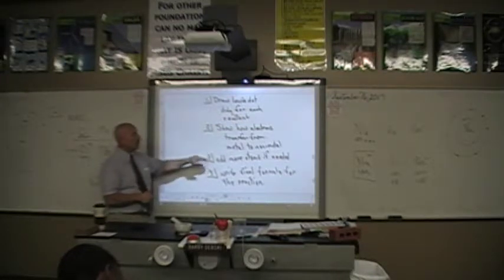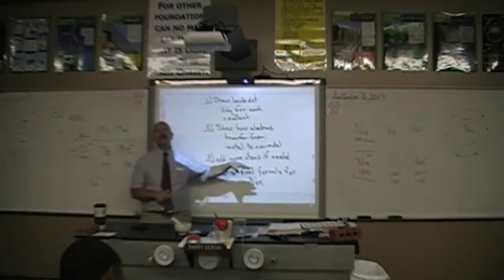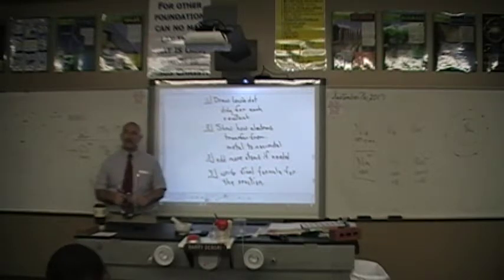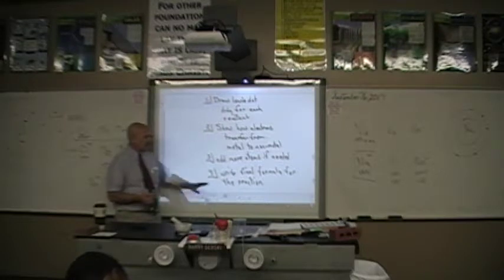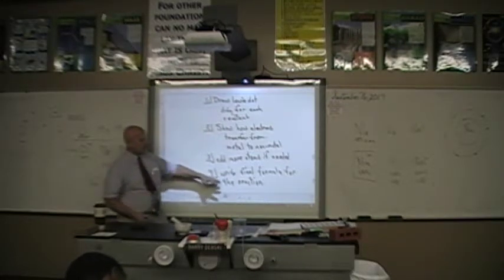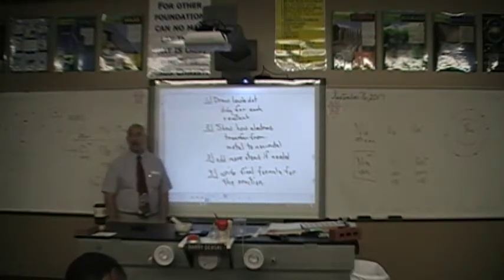Number 3, we will add more atoms to our picture if we need to. And I'll show you how that works. And then number 4, I'm going to write the final formula for the reaction.